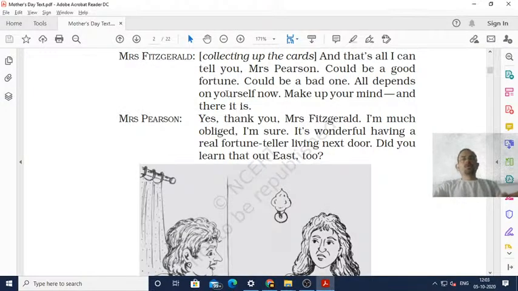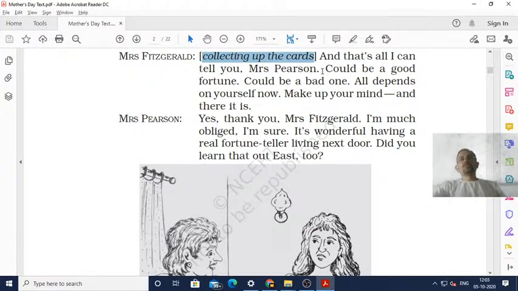So Mrs. Fitzgerald is collecting up the cards, because Mrs. Fitzgerald appears to be seeing the fortune of Mrs. Pearson. Mrs. Fitzgerald has learned a little bit of astrology, so therefore she is seeing the fortune of Mrs. Pearson. That is why she is collecting the cards.